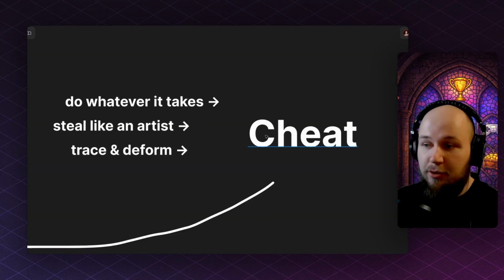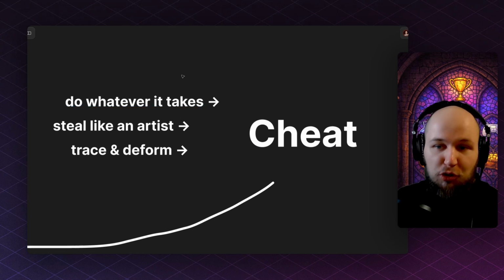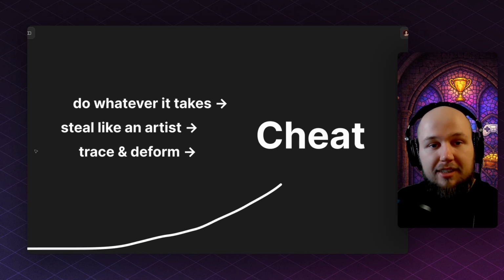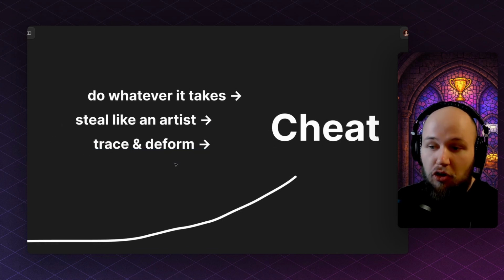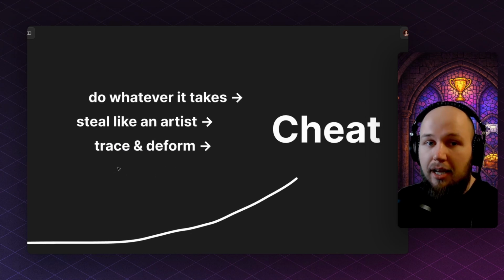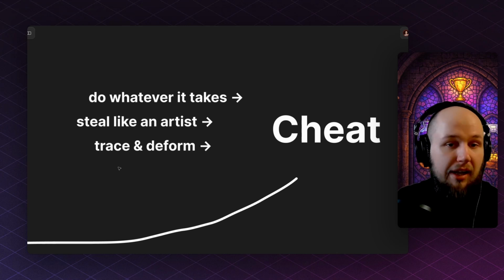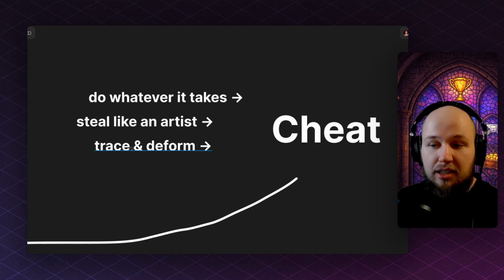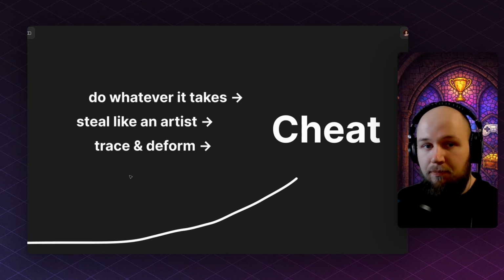So the fourth C is to cheat. So do whatever it takes to make the game you want to make. Steal like an artist, use multiple references, use multiple sources, and trace and deform. Just make sure that the result is exactly what you want and not a compromise because some AI generator gave you a result that you're happy with, but it's not what you intended.